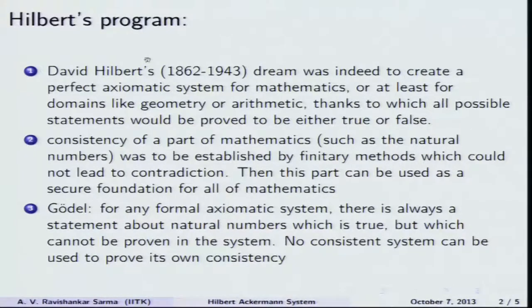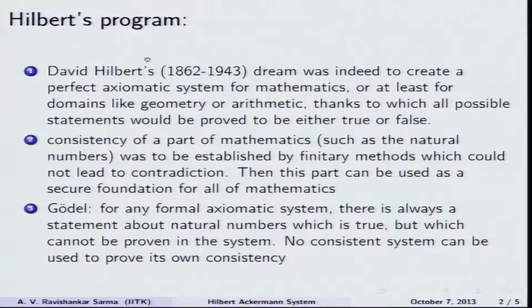According to him, consistency is a part of mathematics. In the case of natural numbers, it was established by some kind of finitary methods which could not lead to any contradiction. To start with tautologies, you will never end up with a contradiction. Then this part can be used as a secure foundation for the entire mathematics. Using finitary methods, you could come up with proofs devoid of contradictions, and that can be used as a pillar for constructing other theorems.